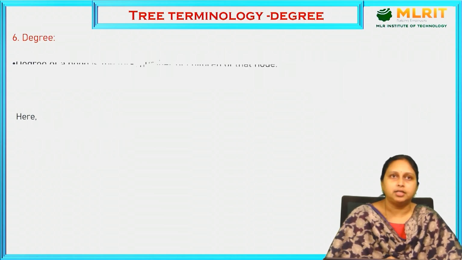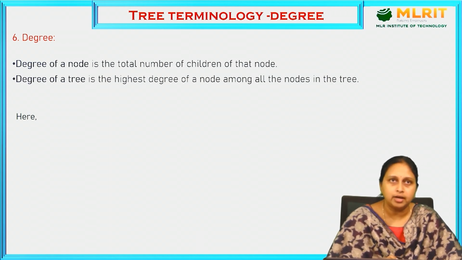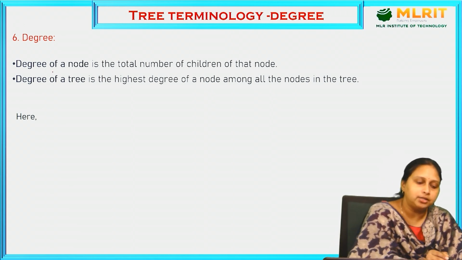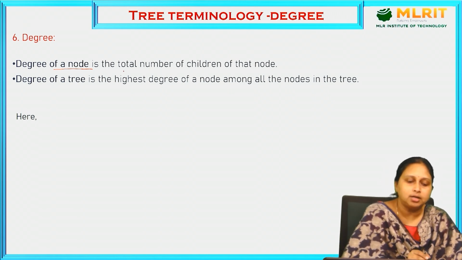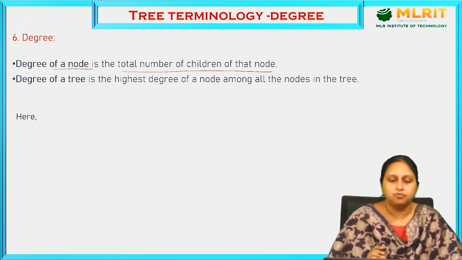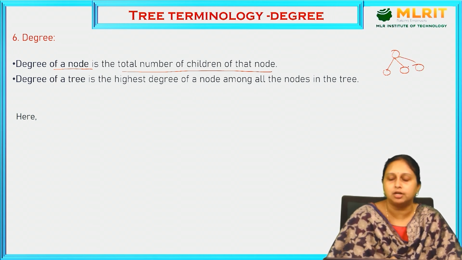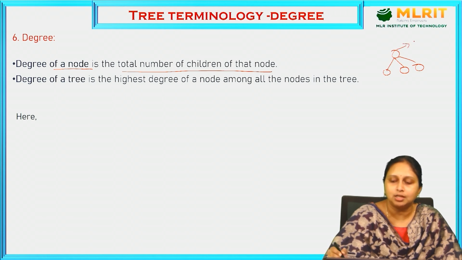Then degree. We can check the degree of a node as well as the degree of a tree. And what is the degree of a node? How are you going to find it? It is nothing but the total number of children of that particular node. If I take a node and it has 3 children, then we say the degree of this node is 3.